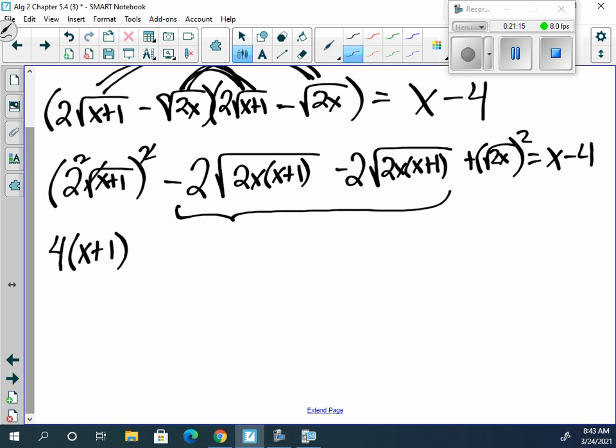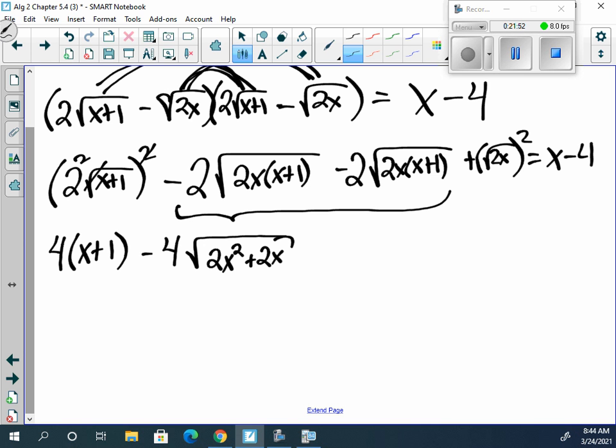Now these middle two will combine because they are the same radical. So negative 2 and negative 2 would give us a negative 4 square root. You understand how those put together? Okay, because I'm going to make another step, as long as you're good. Because these will multiply together, yes? 2x times x is 2x squared. 2x times 1 is going to be plus 2x.